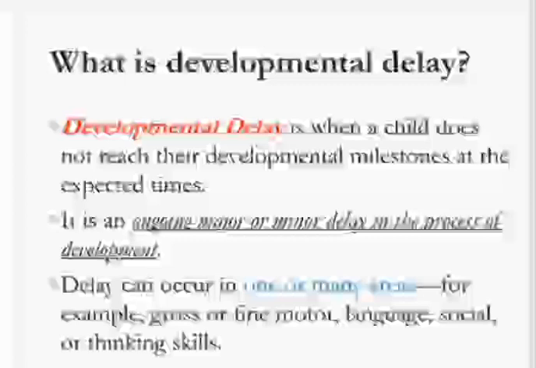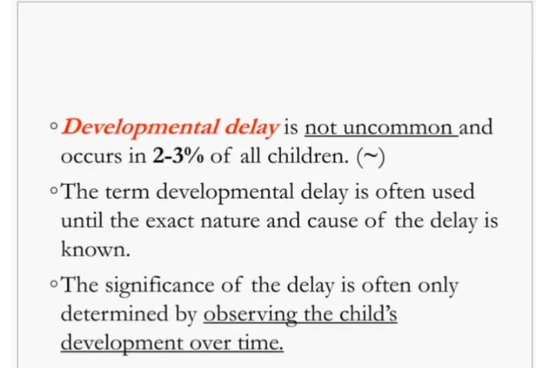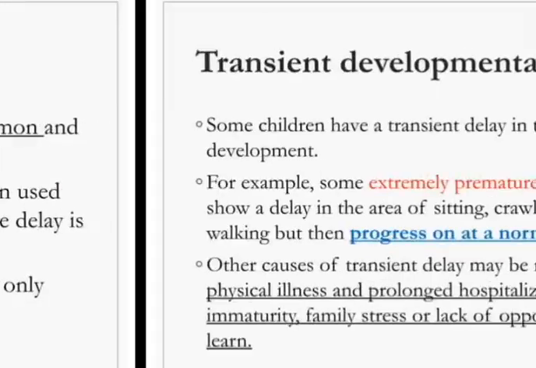Delay can occur in one or more areas, for example, growth of the fine motor, language, social or thinking skills. Developmental delay is not uncommon and occurs in 2 to 3% of all children. The term developmental delay is often used until the exact nature and cause of the delay is known. The significance of the delay is often only determined by observing the child's development over time.